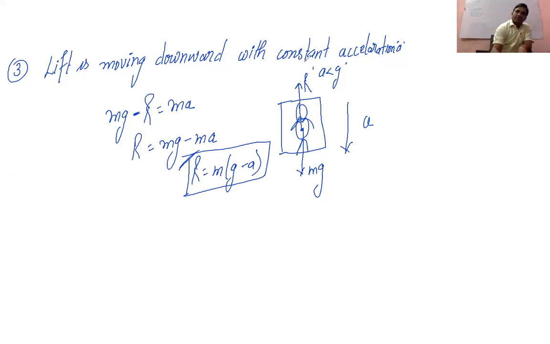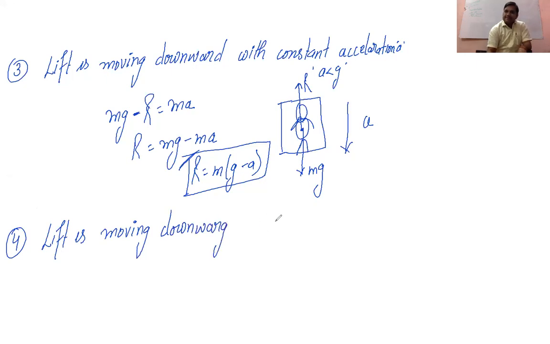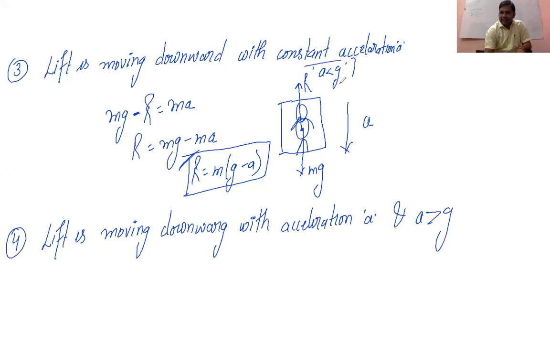Coming to the fourth case, the lift is moving downward with acceleration a, and a is greater than g. The earlier case was when a was less than g, and this is the case when a is greater than g. For this case, we can draw the simple diagram once again.